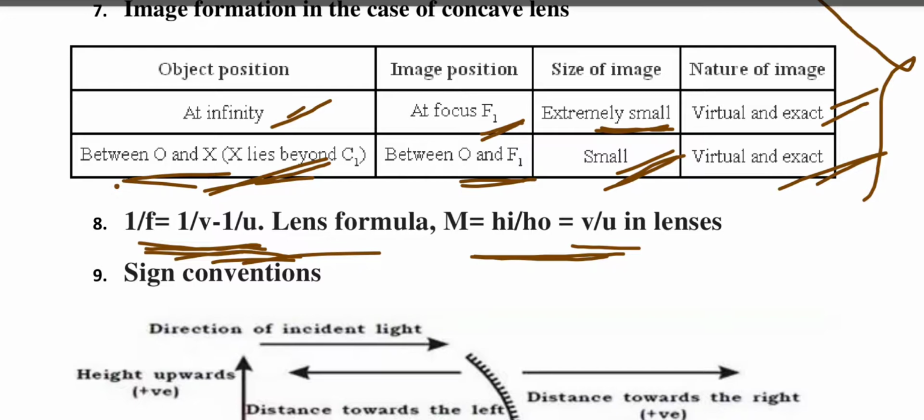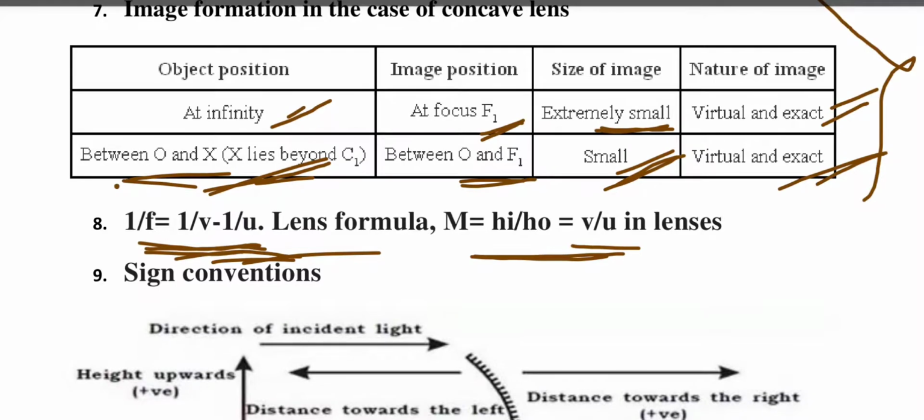So in the case of mirror, we will have plus in focal length, and magnification will be h prime by ho is equal to minus v by u in the case of mirror. In the case of lens, 1 by f is equal to 1 by v minus 1 by u is focal length, and magnification will be m is equal to h prime by ho is equal to v by u.